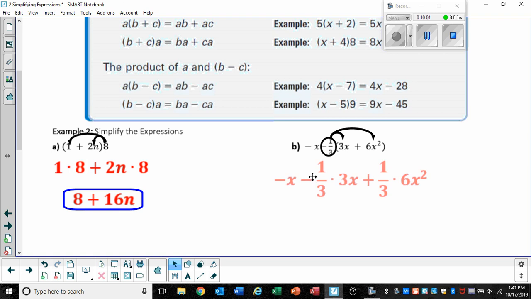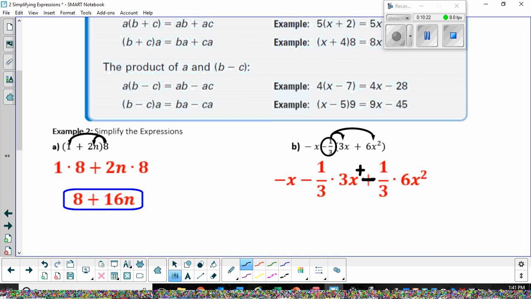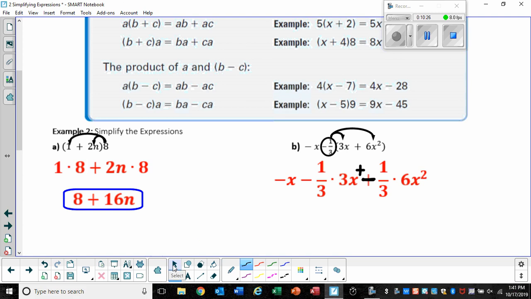Okay? So now we have the minus x, then minus 1/3 times 3x, and this should be a minus sign, guys. Sorry. Minus 1/3 times 3x squared. Yeah, there should be a plus sign here. I forgot the negative for that one. Okay? Which means my signs are going to be off a little bit for the rest of it. Sorry. So it's negative 1/3 times 3x plus negative 1/3 times 6x squared.